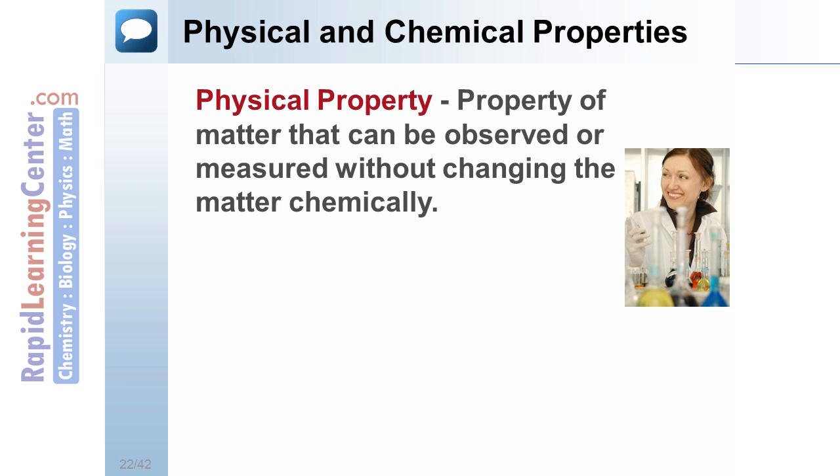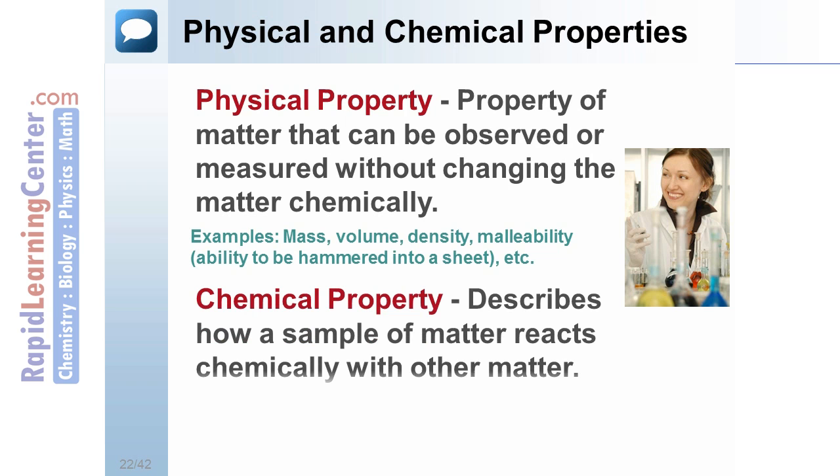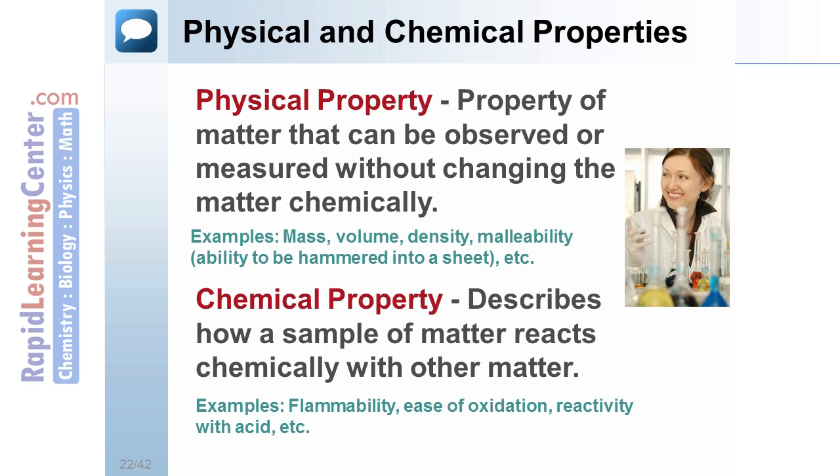A physical property describes physical aspects of the matter, while a chemical property describes how the matter reacts chemically with other matter.